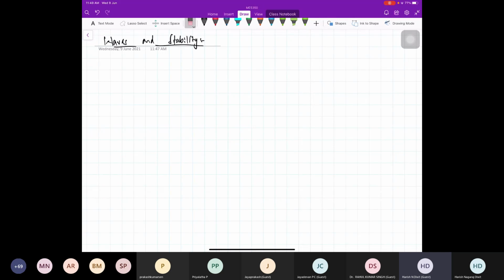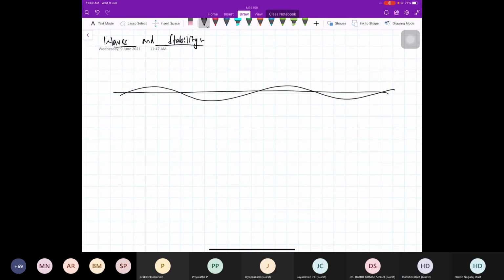Now, what's the connection between waves and stability? Let me illustrate this again schematically. So let's say we have created a wave on the surface. This could be the surface of a calm lake or pond, or it could be just the water surface in the bucket of water that you have at home. Now I can create these undulations up and down, and if the undulations are small, then these undulations will die out eventually.